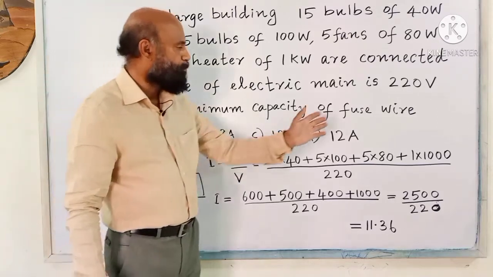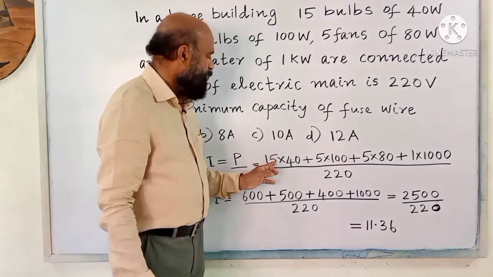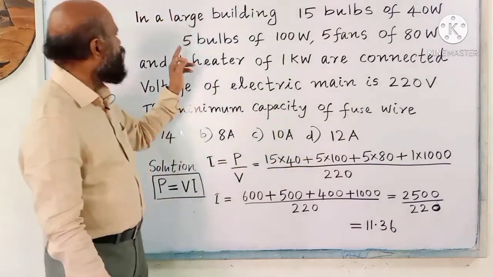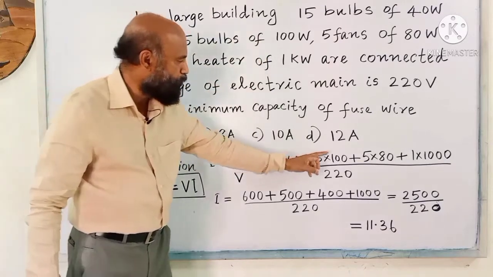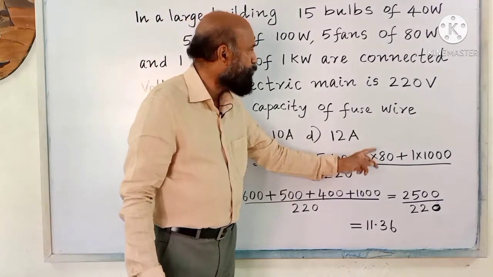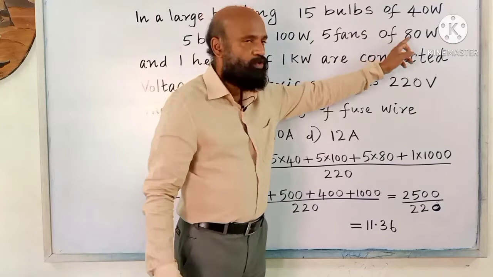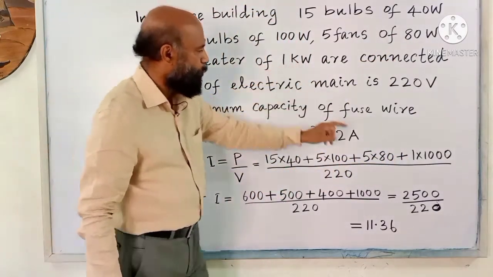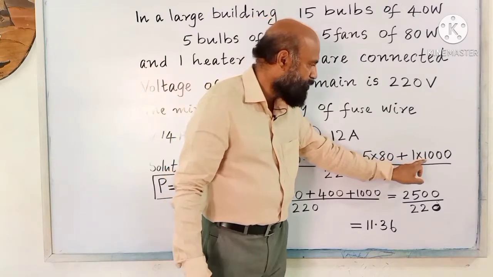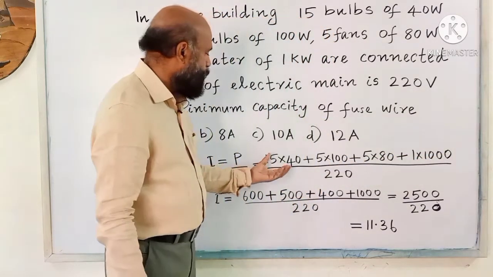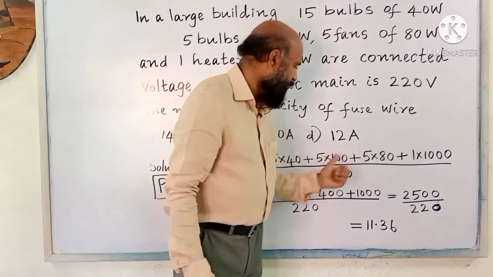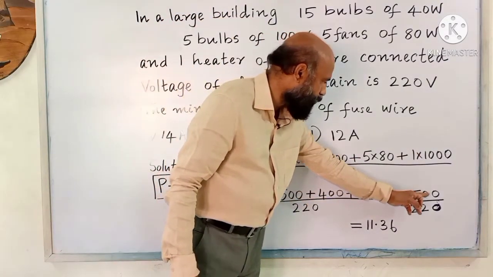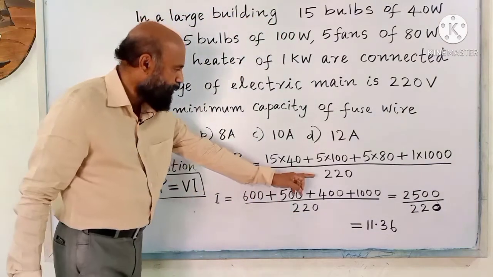So you have to get the total power in the circuit. Now 15 bulbs of 40 watt, so 15 into 40, plus 5 bulbs of 100 watt, so 5 into 100, plus 5 fans of 80 watt, so 5 into 80, plus 1 heater of 1 kilowatt, that is 1000 watt. If you multiply and add, you will get 2500 watt. That is to be divided by voltage.